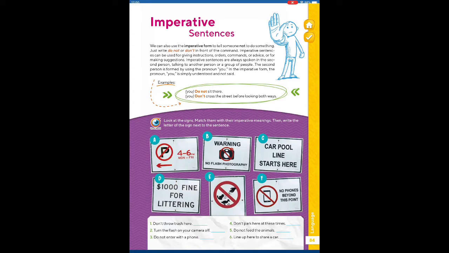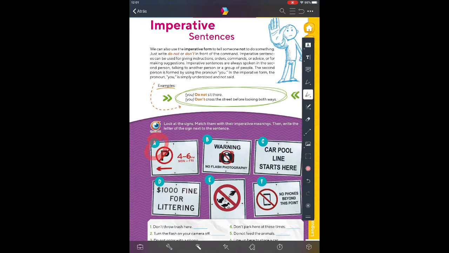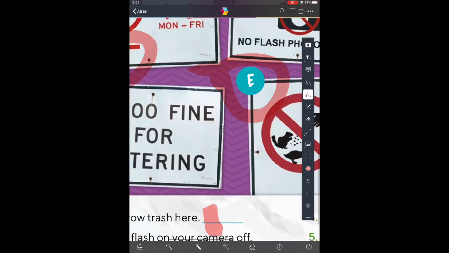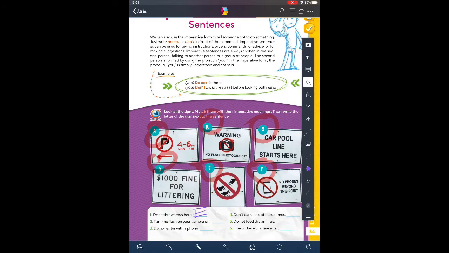Okay, so what are you going to do? You have 6 pictures with their letter, and you have 6 sentences where you need to decide which picture is for that sentence. For example, "Don't throw trash here," and you need to decide which one of these letters is the answer to the first one. If you think, for example, that it's, I don't know, letter E, an example, I'm not saying that that is the answer, you would put the letter there, and you're going to do the same with the other ones.